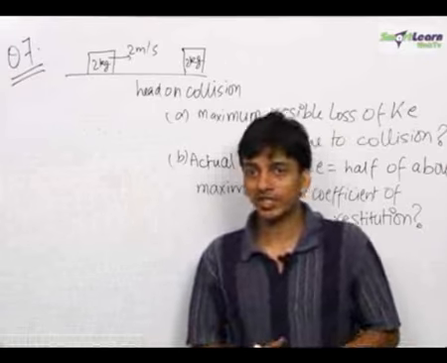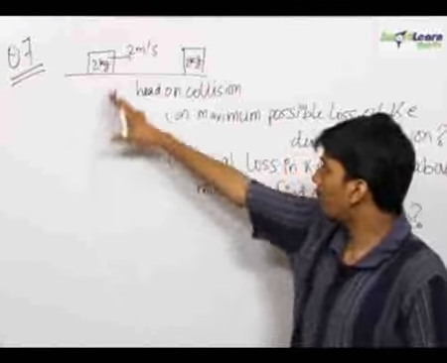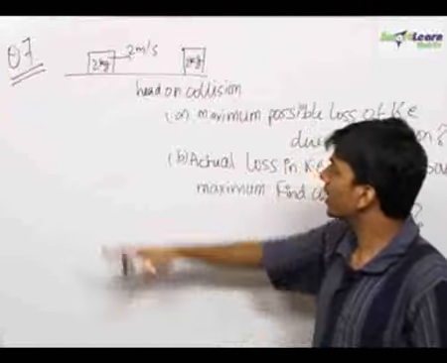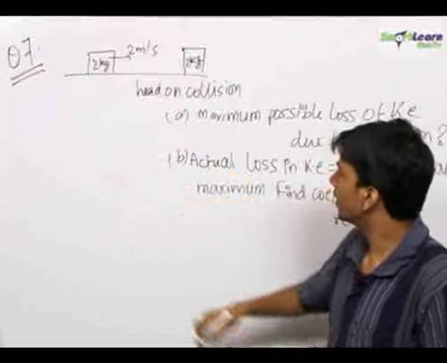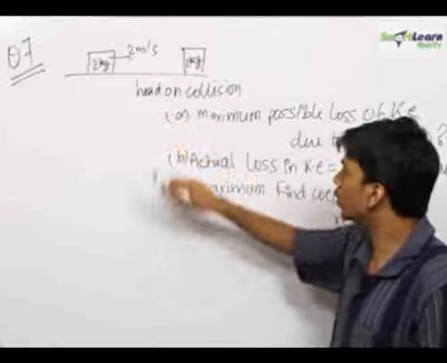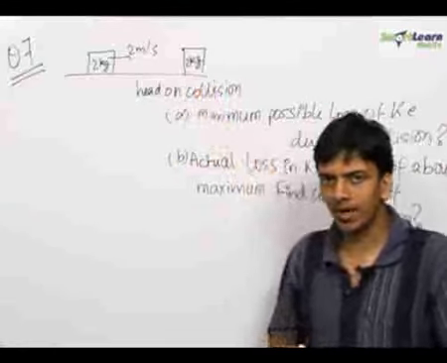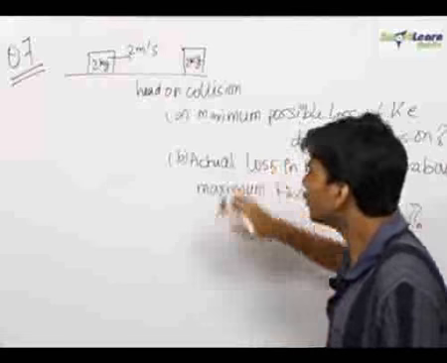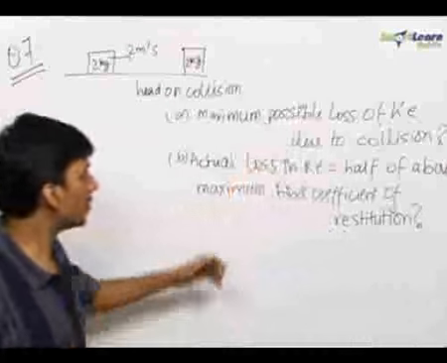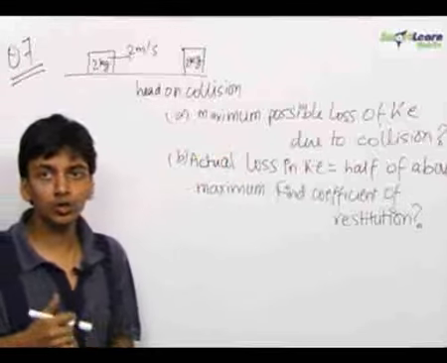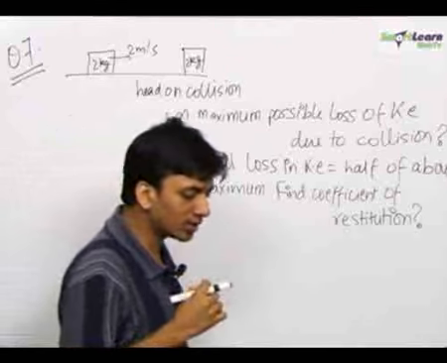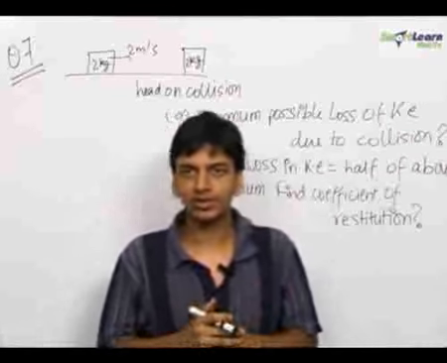Here's an interesting question. A block of mass 2 kg with an initial velocity of 2 meters per second undergoes a head-on collision with another object of the same mass. We need to find out what is the maximum possible loss of kinetic energy due to collision. Now, there are certain things you should know about all types of collisions.